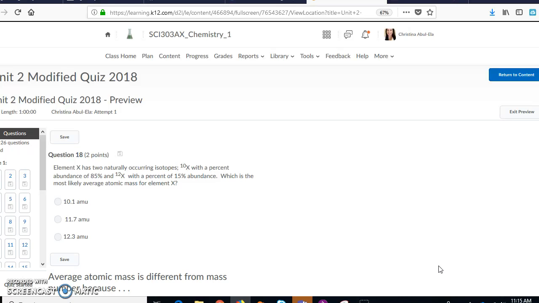I'm going to read that one again. Element X has two naturally occurring isotopes, X10 with a percent abundance of 85% and X12 with a percent abundance of 15%. Which is the most likely average atomic mass for element X? Is it 10.1 AMU, 11.7 AMU, or 12.3 AMU?